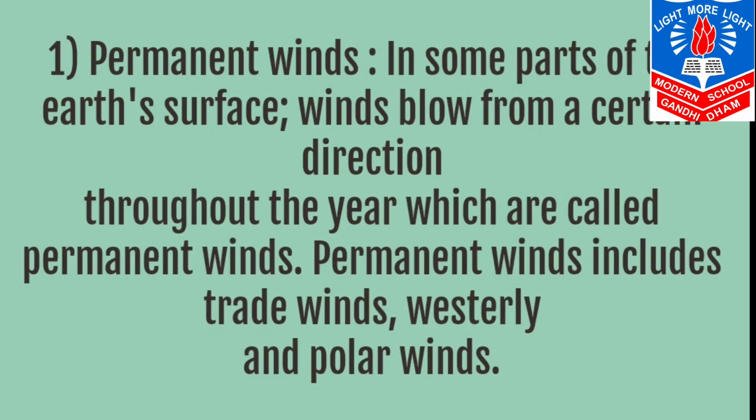Let us move on to page number 69 and learn about the permanent winds. Now what are the permanent winds? In some parts of the earth's surface the wind blows from a certain direction throughout the year. They are known as permanent winds. Permanent winds include trade winds, westerly winds and polar winds.